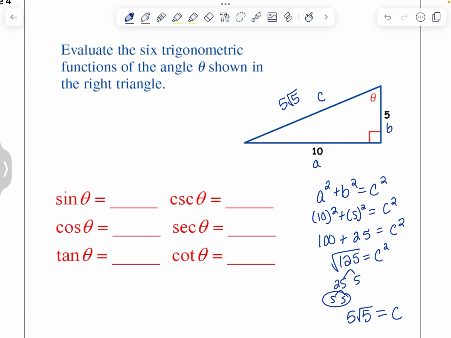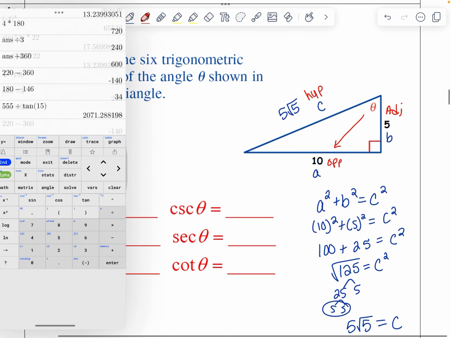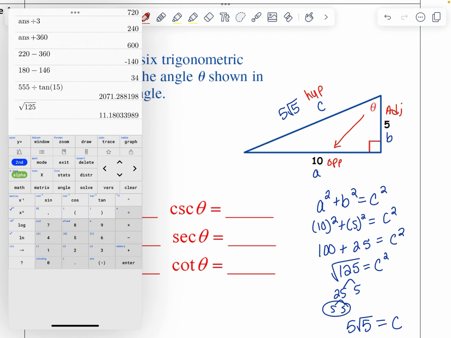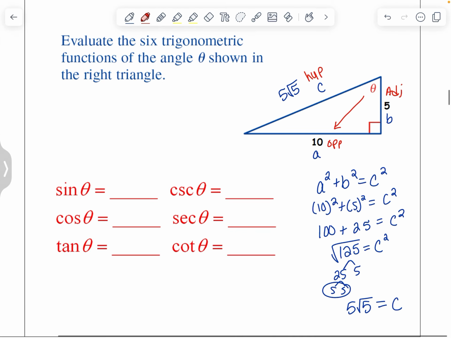Now my angle is in the top right corner again, so this 10 is my opposite side. The 5 is touching it, so that's my adjacent side, and this is my longest side. If you did the decimal, the square root of 125 is 11.18, so it is bigger than both of the legs. The hypotenuse is always the biggest side.